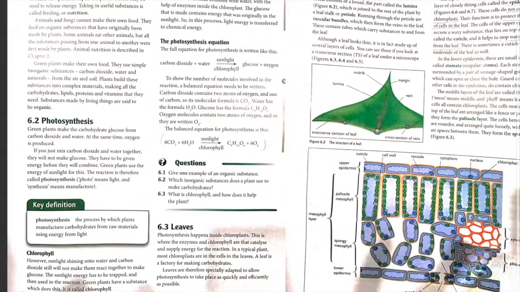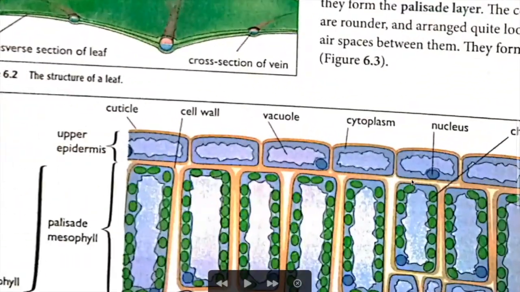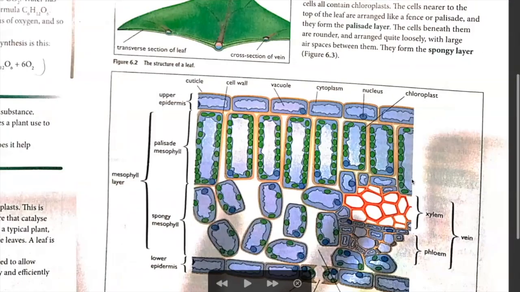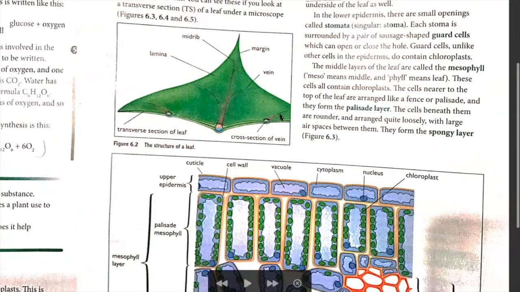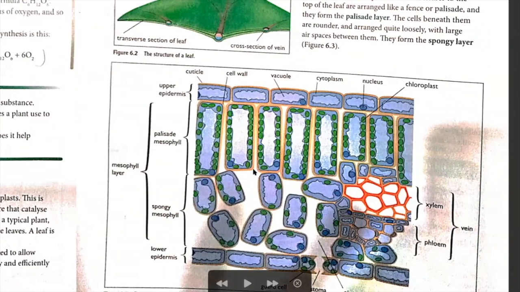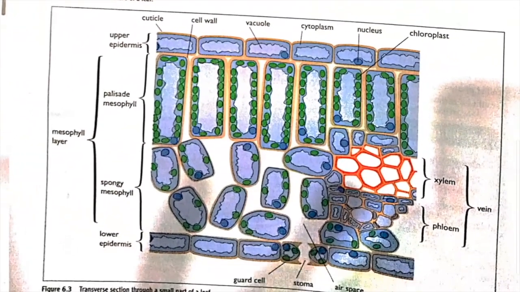Okay guys, I just want to touch on a few things, not everything, because I think the rest is very straightforward information that you can read on your own. The next one we are going to study is the structure of the leaf. So this is a leaf. When we do a cross section and look under the microscope, this is how the inside structure of the leaf looks. We are going to study it one by one.